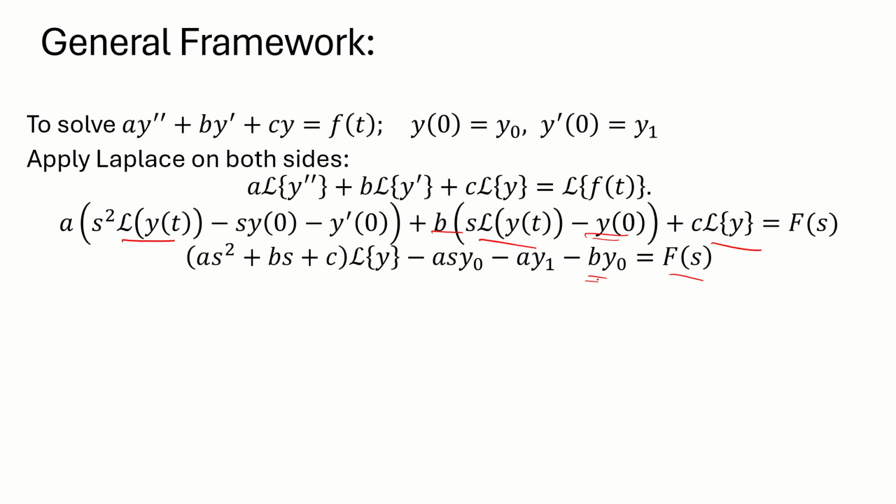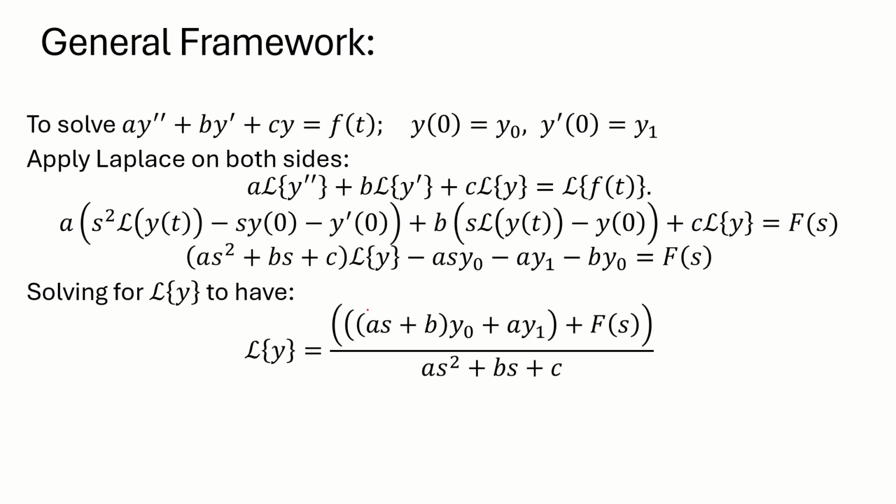Now taking everything to the right except the term containing Laplace of y and solving for Laplace of y, we have Laplace of y equal to (a s plus b) y0, combining these y0 terms, plus a y1, which is taken to the right side, and then plus F of s, dividing both sides by a s square plus b s plus c.